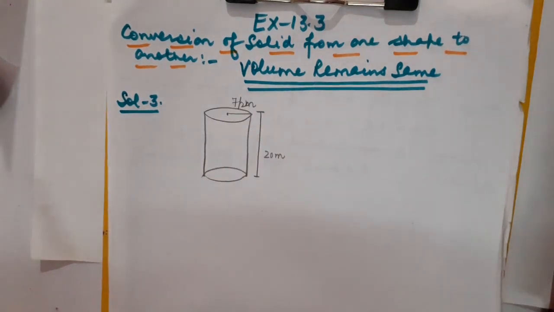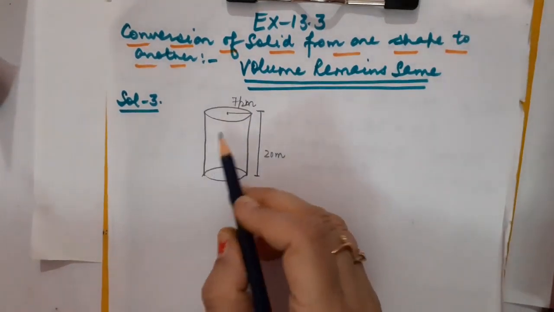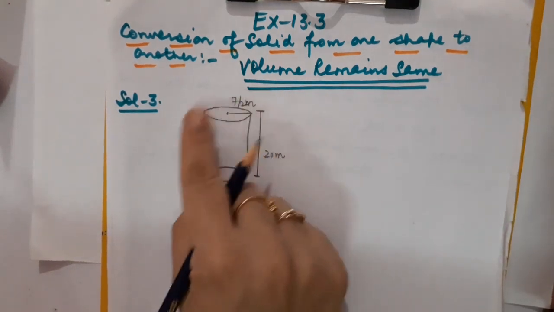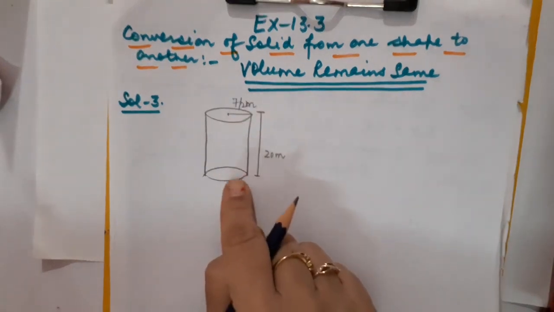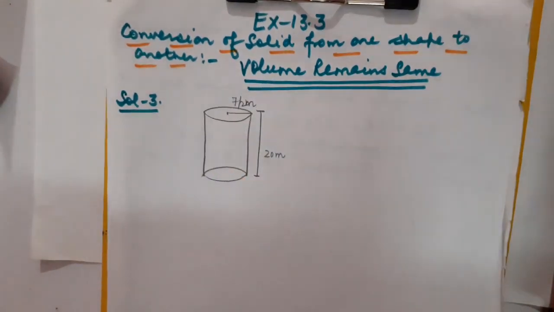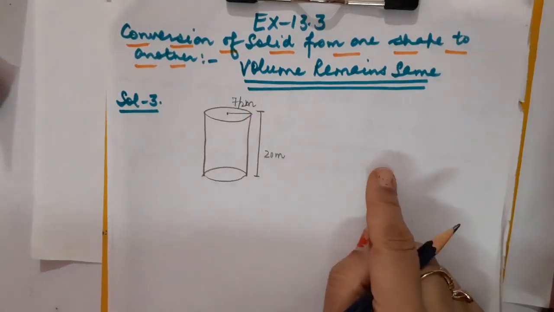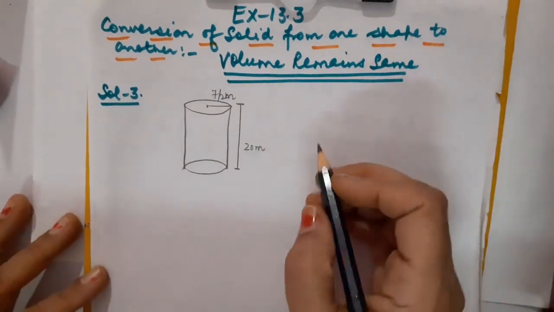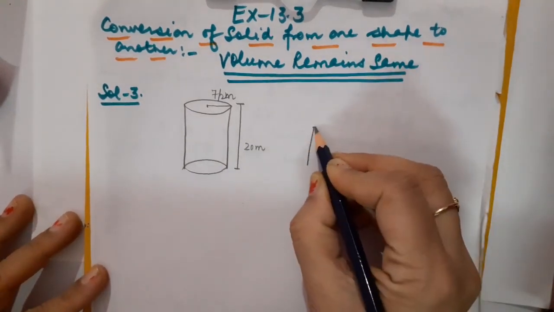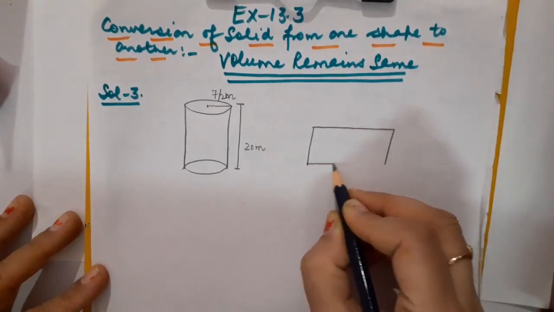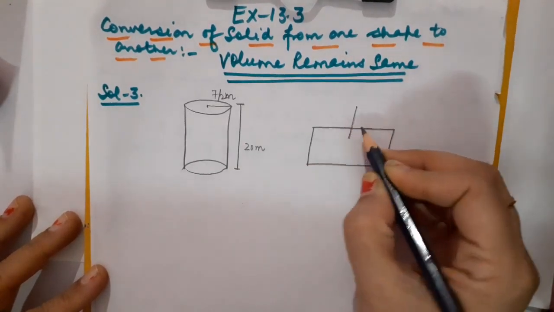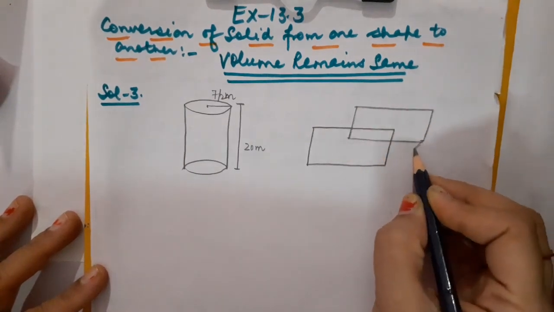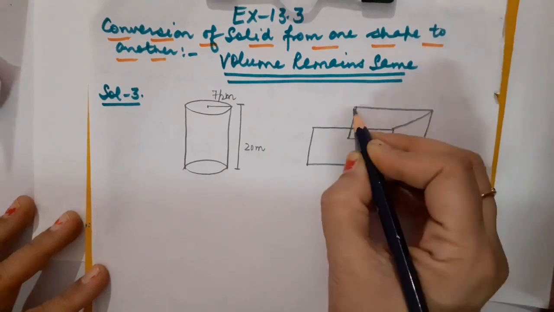Correct? What is said in the question, that the earth, or we can say the soil, that has been taken out from this cylindrical well is evenly spread out to make a platform. And what is the shape of the platform? That is cuboidal in shape. So let us make one cuboid. You know that in a cuboid each and every face is rectangular. So let us take two rectangles to draw one platform which is cuboidal in shape.